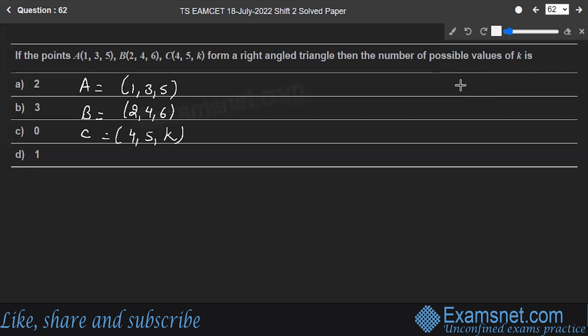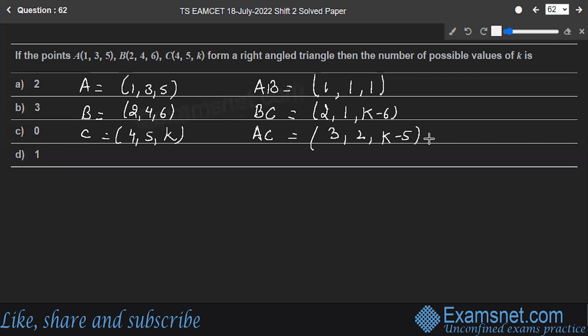Now, they are forming a right angle triangle. I don't know at which vertex it is forming, but let's calculate AB, BC, and AC. AB will be given by 2 minus 1. These are the position vectors, right? So AB will be given by (1, 1, 1), right? 2 minus 1, 4 minus 3, 6 minus 5, correct? Similarly, BC will be given by 4 minus 2, that's 2, 5 minus 4 is equal to 1, K minus 6. And next, AC will be given by 4 minus 1, that is 3, 5 minus 3, that's 2, and K minus 5. These are the 3 vectors.